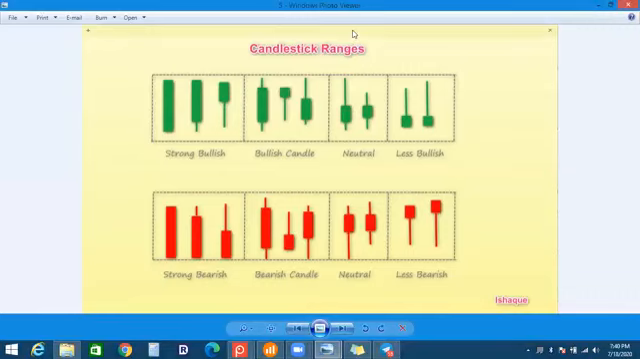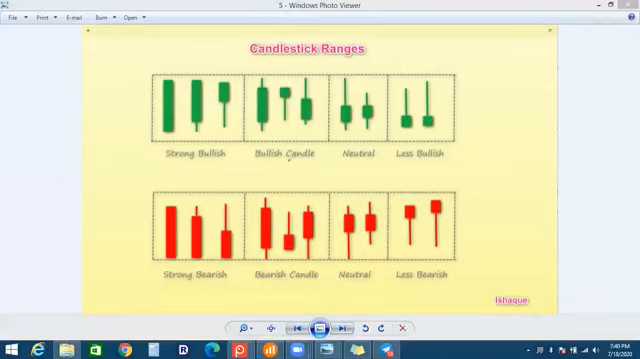So we are going to the candlestick ranges. We must understand the meaning of the candlestick. If the candlestick appears like this type, with no wick, a short wick at the bottom, and a longer body from the bottom, it shows strong bullishness. It means bullish is what? Bullish is power. Bullish is the strength of the buyers.